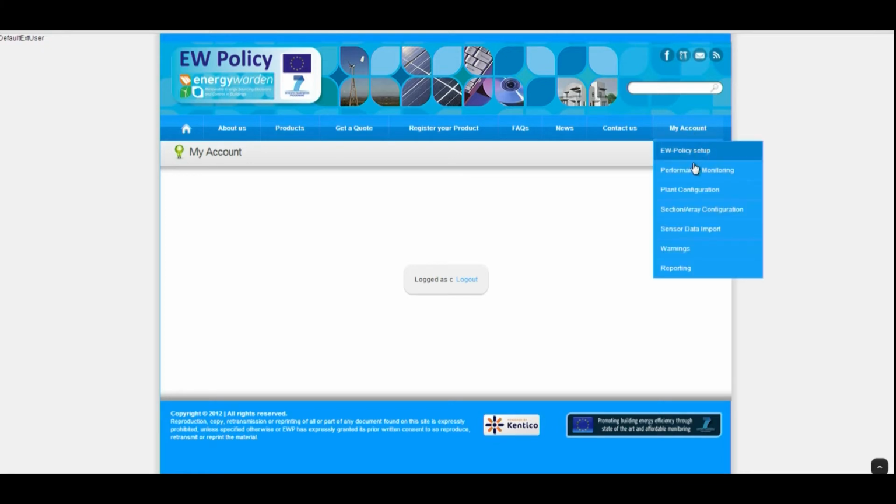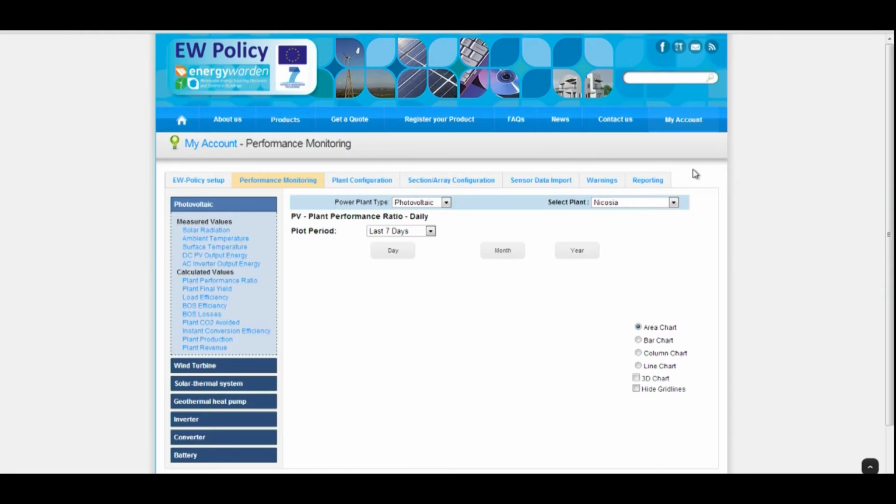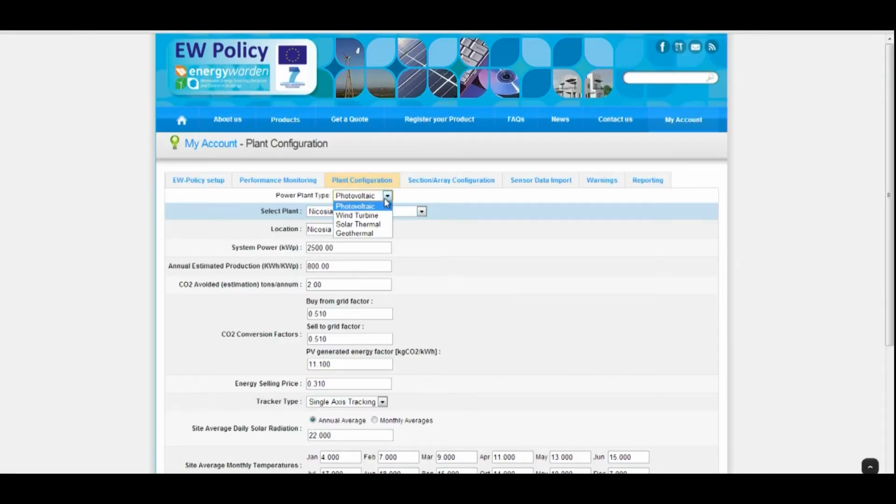In order to monitor performance and various other operating parameters of a new system, either photovoltaic, wind turbine, solar thermal, or geothermal, initially the user should press the plant configuration button in order to import the plant data. Select the power plant type from the drop-down menu. There are 4 options: photovoltaic, wind turbine, solar thermal, and geothermal.